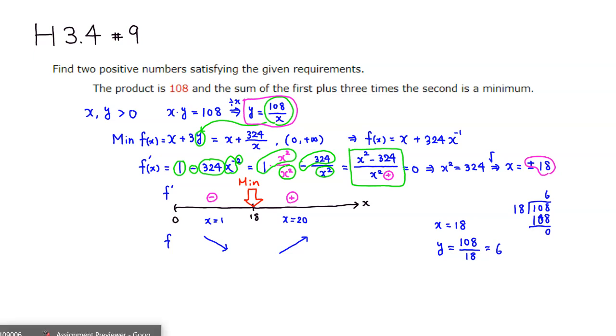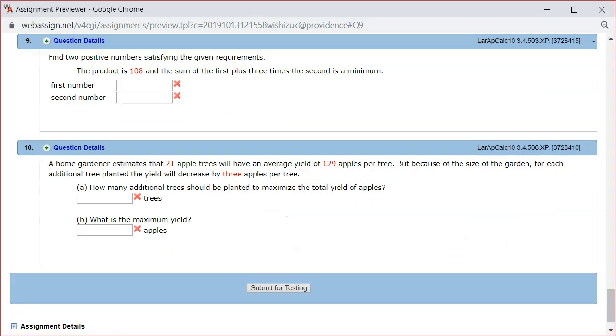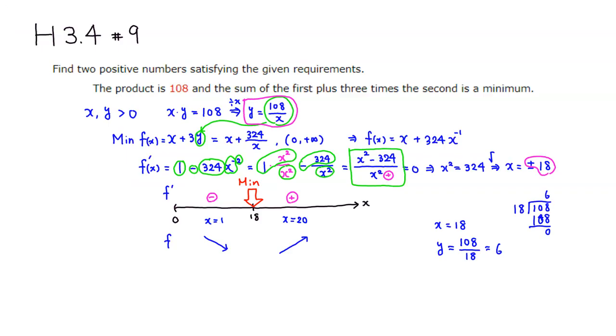Let's type it in. All right, so the first number is 18, and the second number is 6. Let's check the answer. All right, I came back and it looks like we got this one correctly.